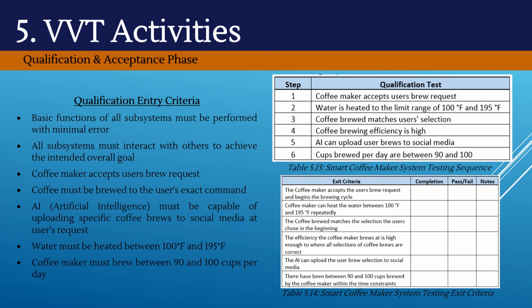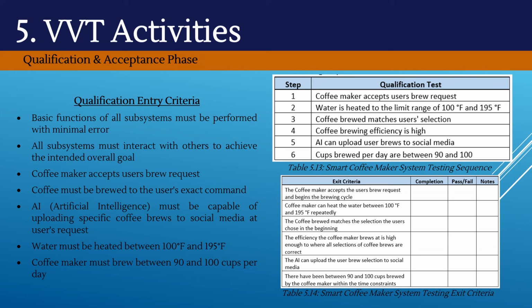We've provided the qualification entry criteria for the smart coffee maker system. This is under the qualification and acceptance phase. The purpose of it is to understand and see how the coffee maker will achieve its intended goals when it's deployed and ready for user interaction. We provided the test sequence as shown here, the qualification test with the 6 steps, and also the testing of the exit criteria.